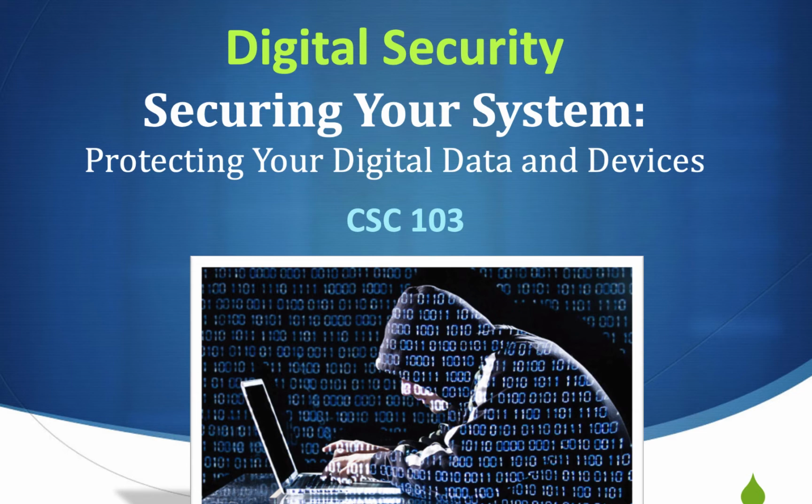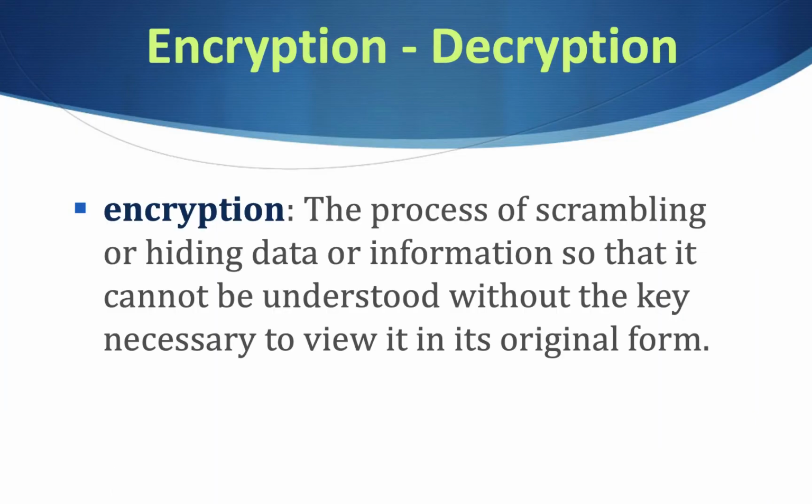So let's get started. So again, it's digital security. This is module 7 in the Cengage book. We'll first talk about encryption and decryption. And again, even if you think of the most simplest way of encryption, you're telling somebody a secret. What do you do? You cover up your mouth, you whisper, you make sure that people can't see the information.